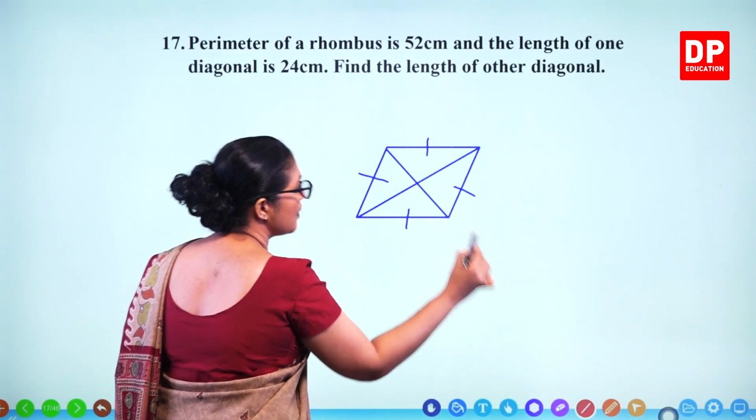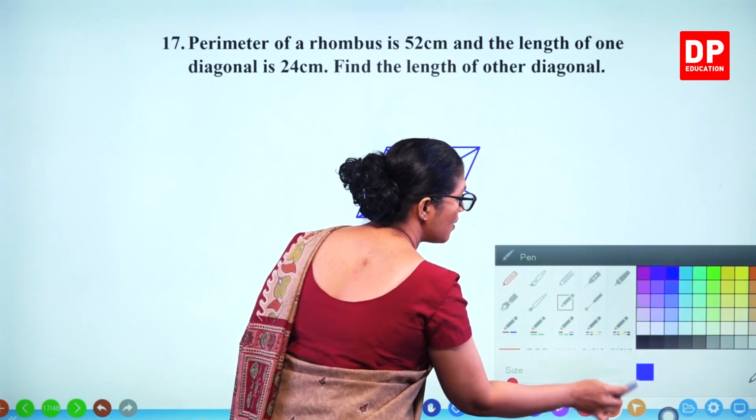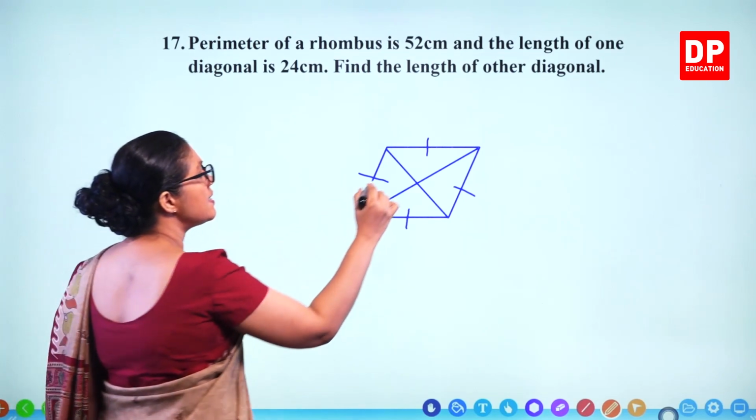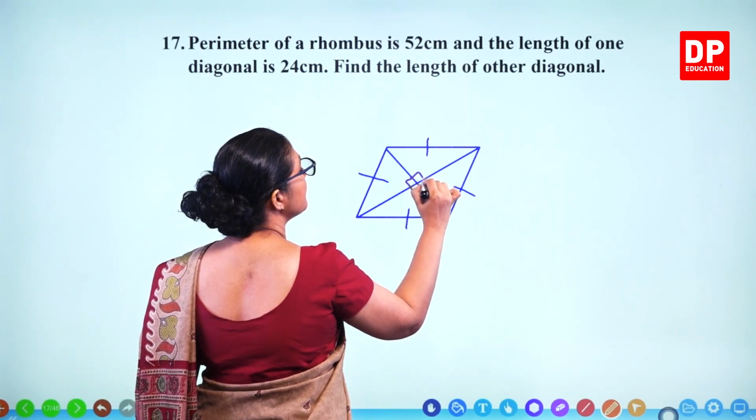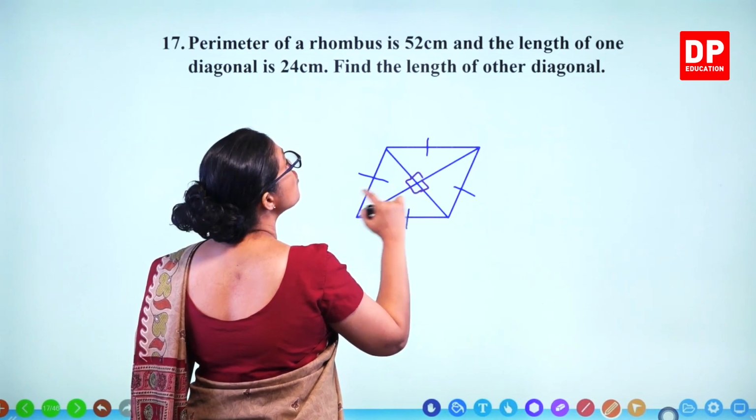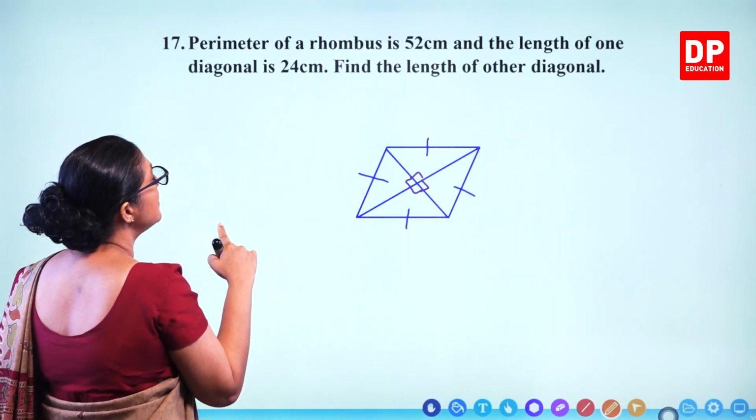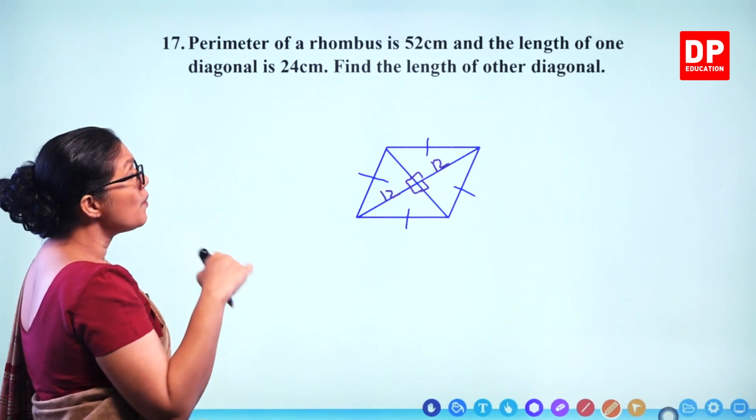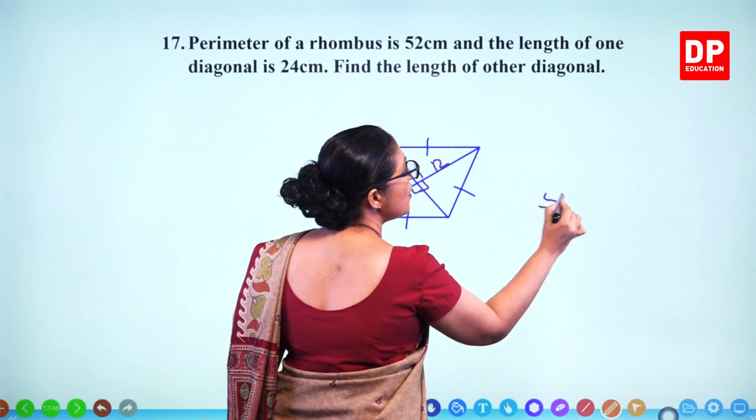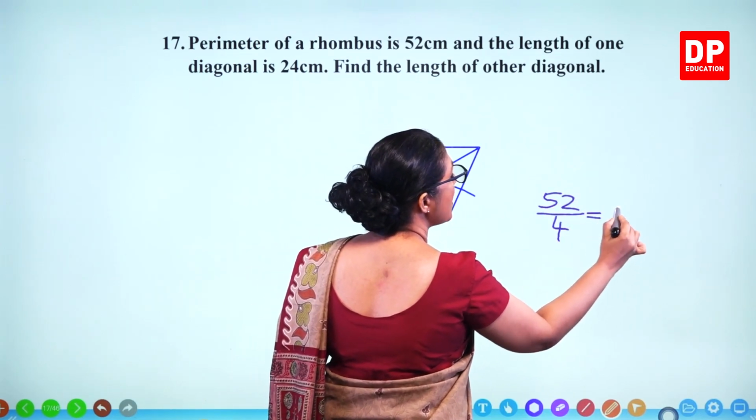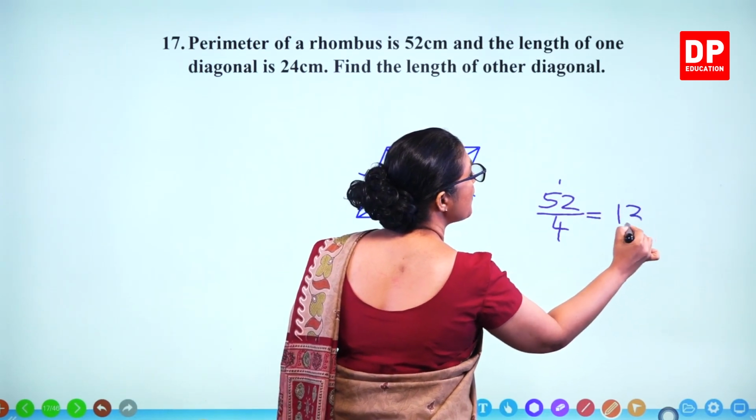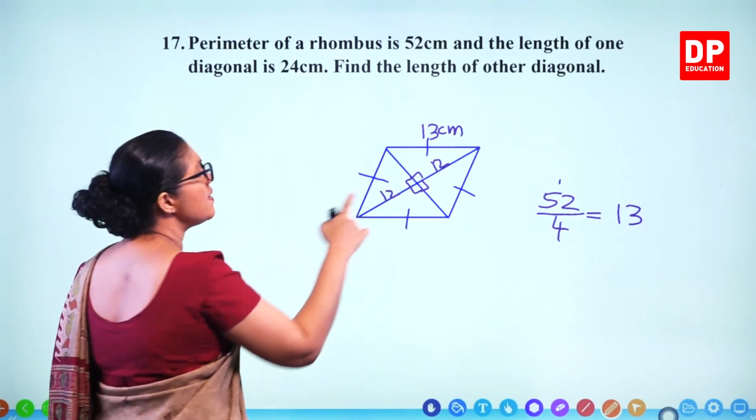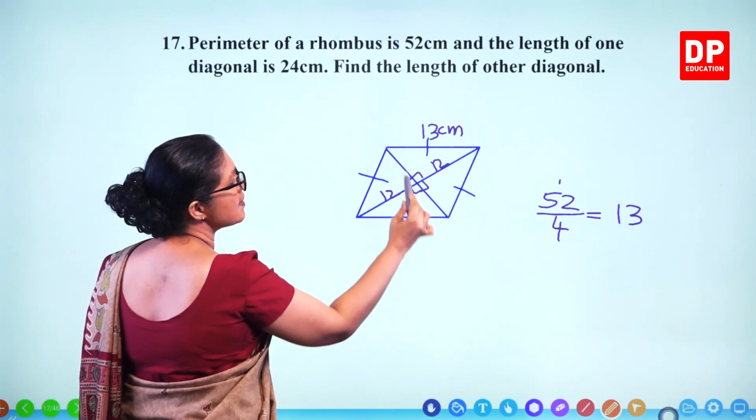This one. But we know in a rhombus, diagonals bisect at 90 degrees. So these are 90 degrees and bisect each other. So 24 is one diagonal. So that means one side is 12. This is 12. We know perimeter is 52. Divide by 4, you get one side, 13 centimeters is one side. Now easily you can find out this length.